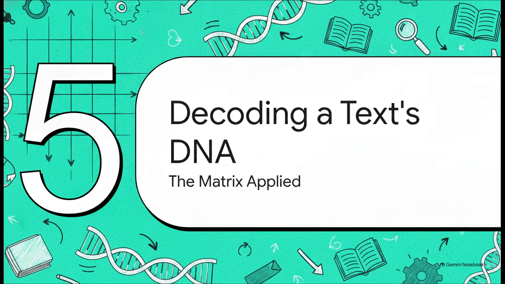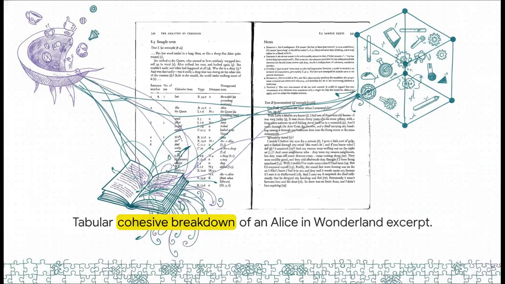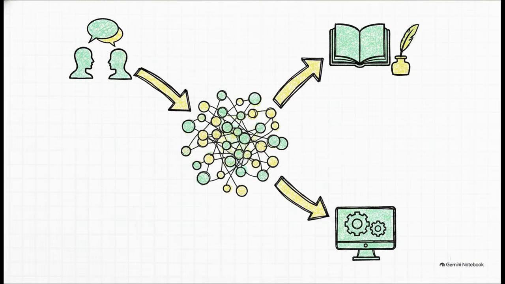Section 5. Decoding a text's DNA, the matrix applied. Okay, let's ground this high-level theory. Let's run a real, everyday literary artifact right through our matrix. When we completely disassemble a snippet of Alice in Wonderland, mapping the sentence numbers against the cohesive items, the matrix calculates the exact type, like R12.6, along with the distance and presupposed item for every single tie. What looks to the naked eye like a simple children's story is instantly revealed to be this densely woven, interlocking web of structural vectors.